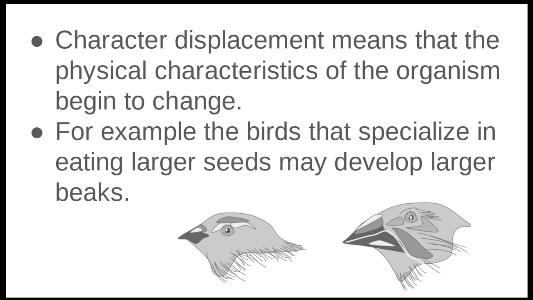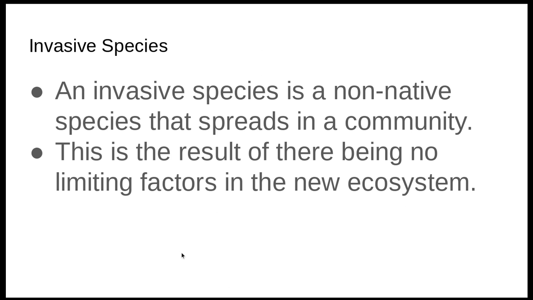The ones that eat the small seeds are going to be benefited by smaller beaks. So again, over time in several generations, you may see these birds develop smaller and smaller beaks until eventually these two species of birds begin to look very different from each other, even though they're feeding on the same resource.